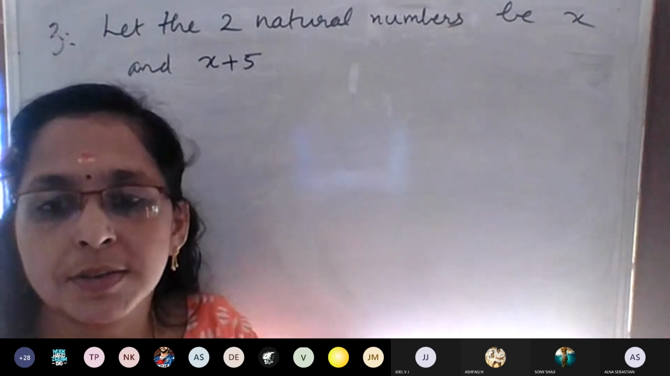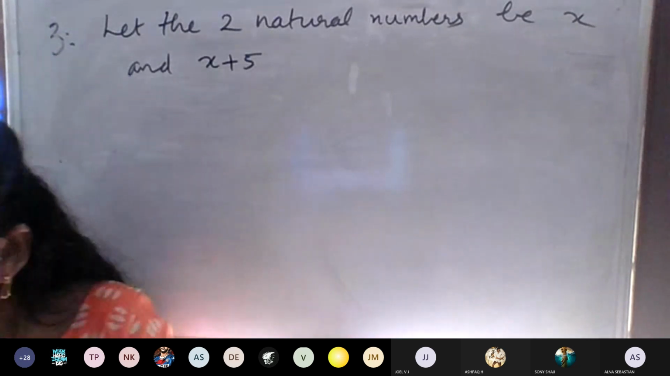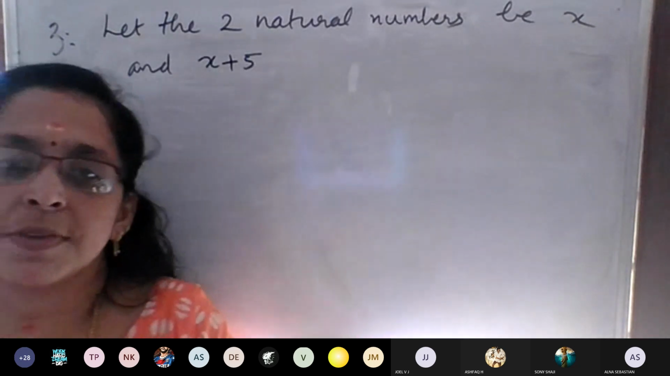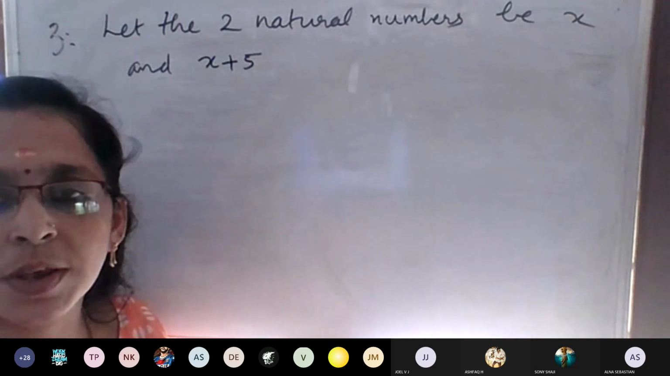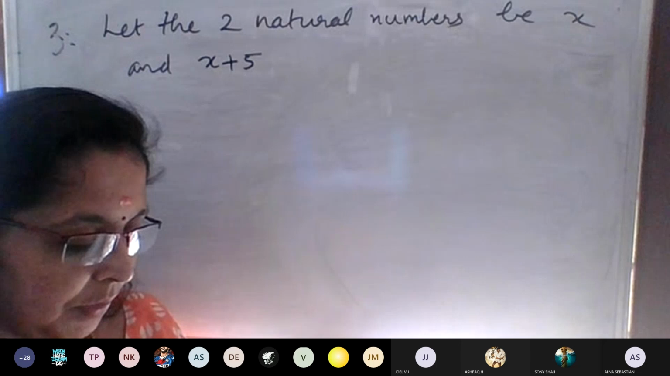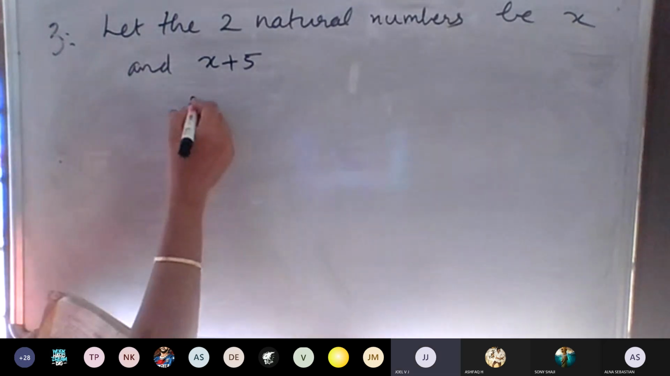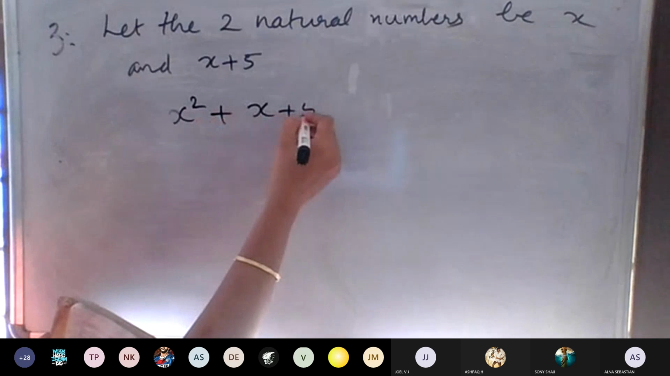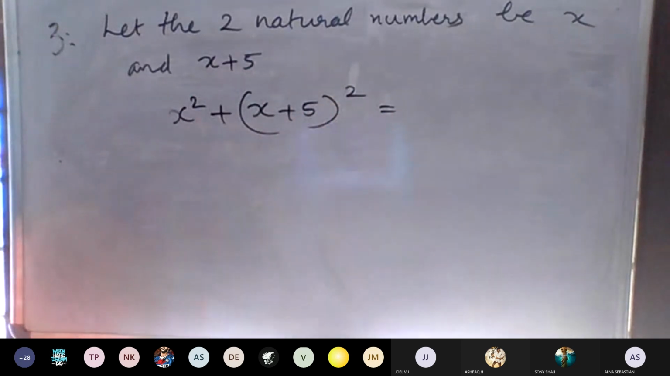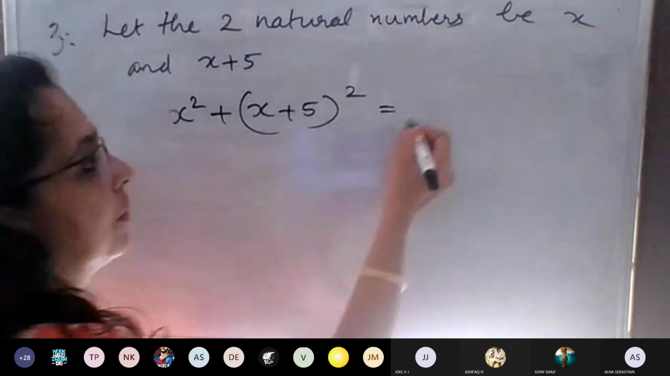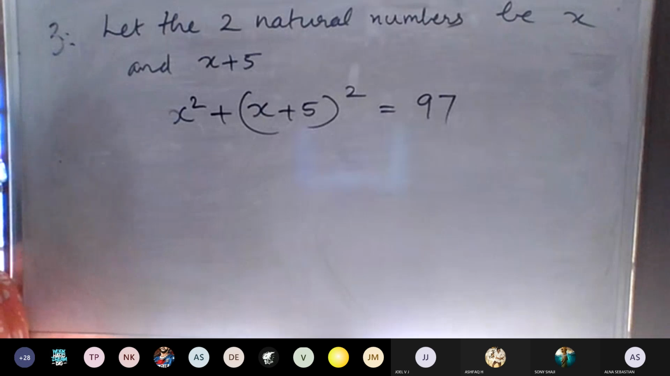How can we represent this? Same as question number 2. The sum of the squares of x and x plus 5 is x square plus the whole square of x plus 5. The sum of those squares is given as 97, so we can write it is equal to 97.